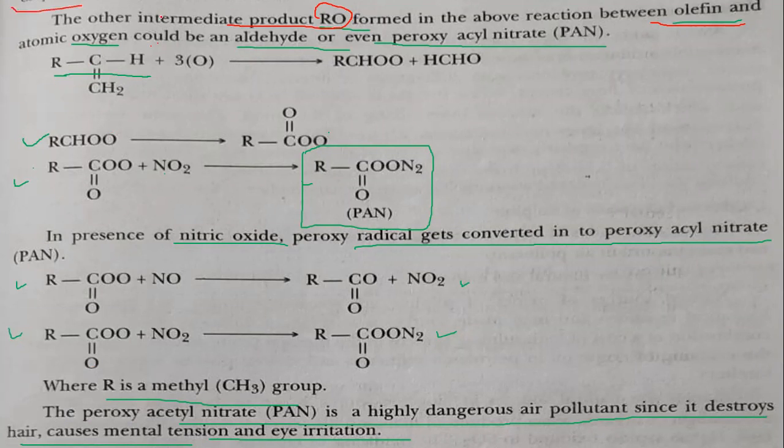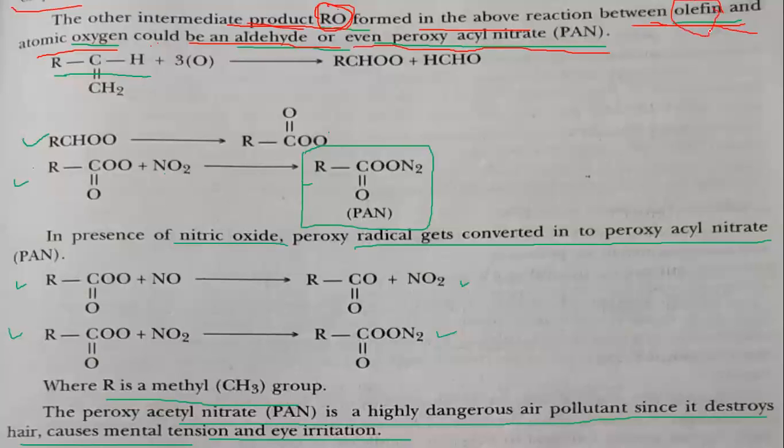Here, the other intermediate products formed are RO radicals, where R is an alkyl group. The RO radical in the above reaction between olefin and atomic oxygen could be an aldehyde or even peroxyacyl nitrate. Now see here, olefin.